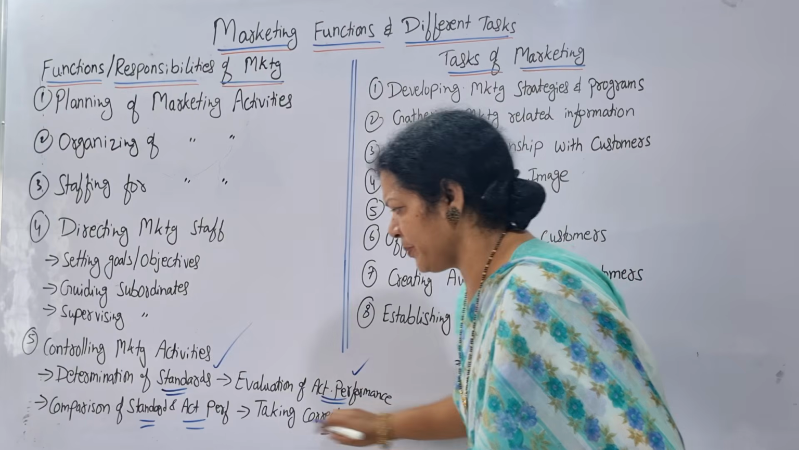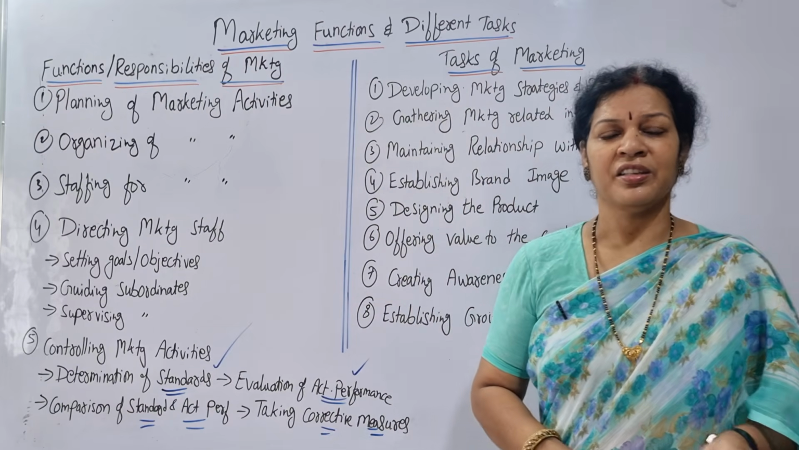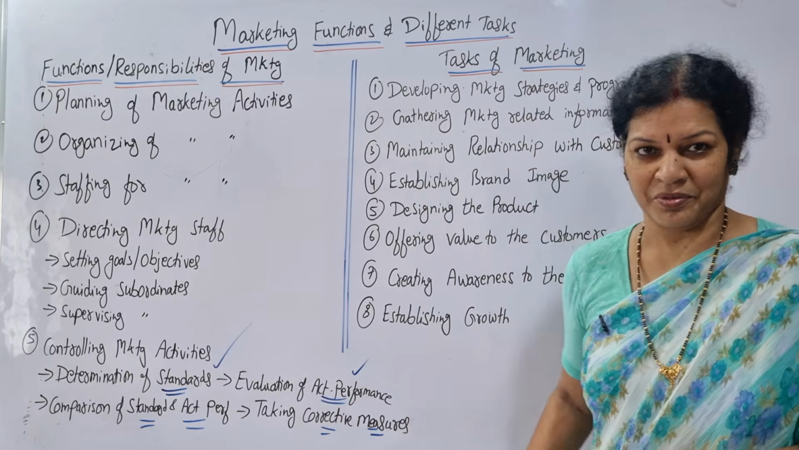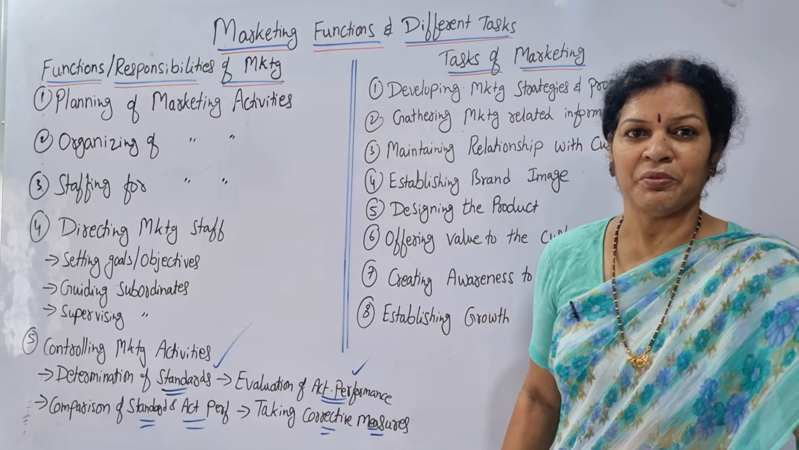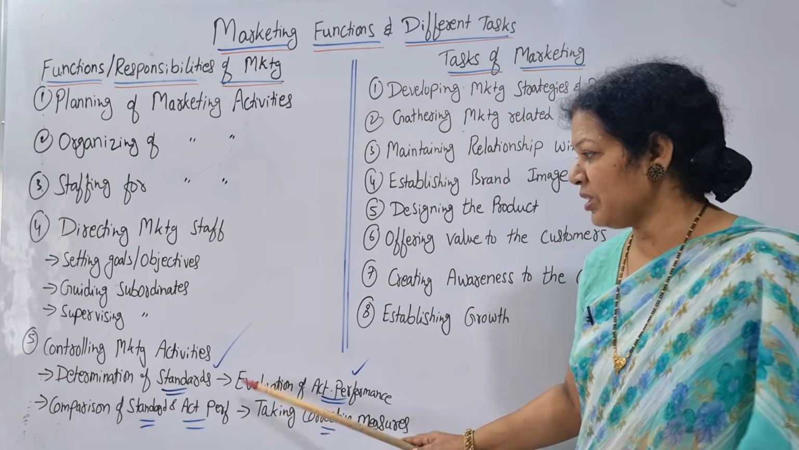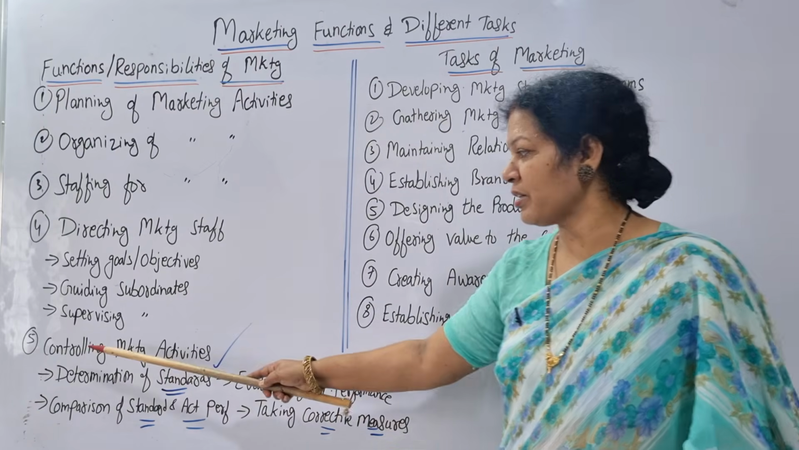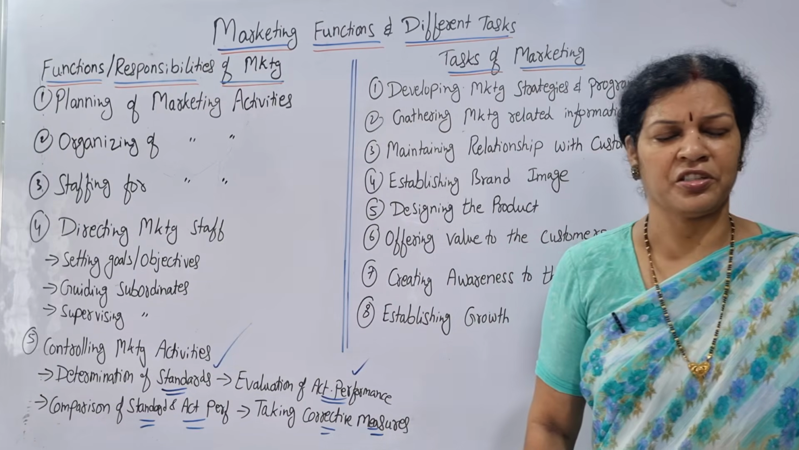We have compared it. In case actual performance is not up to the standard, then what to do? Take corrective steps. Can we do this? Can we plan like this? Can we change it like this? So these are the 4 activities which come under controlling marketing activities. Simple 5 functions. Just remember.